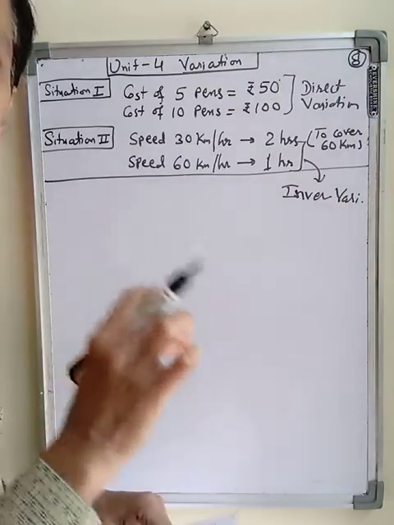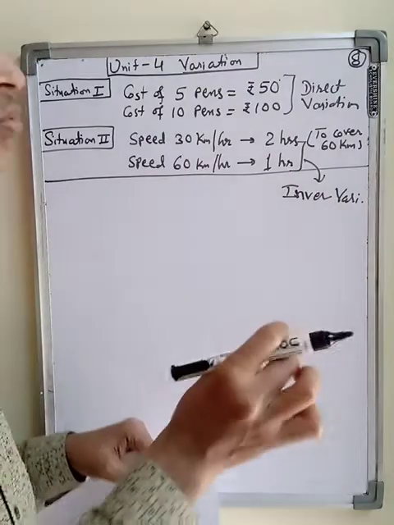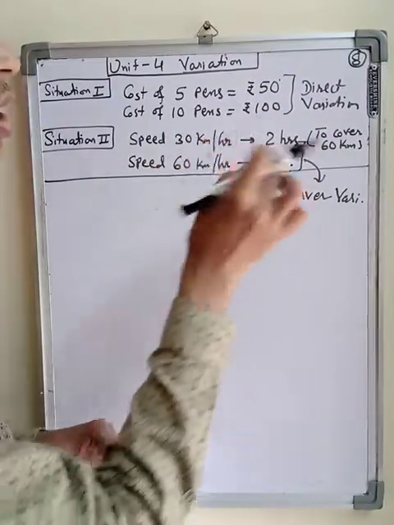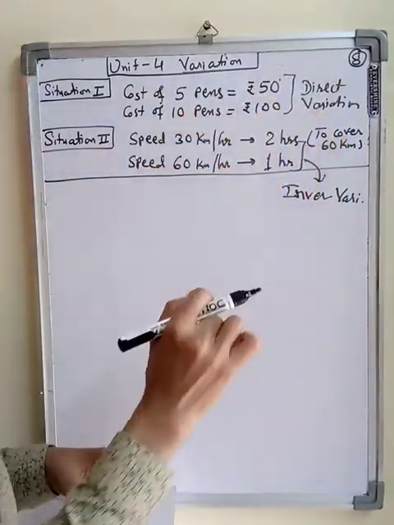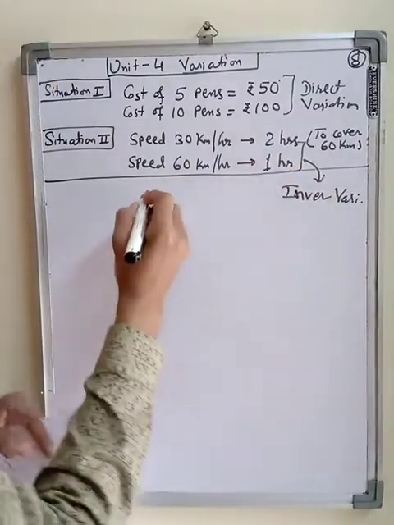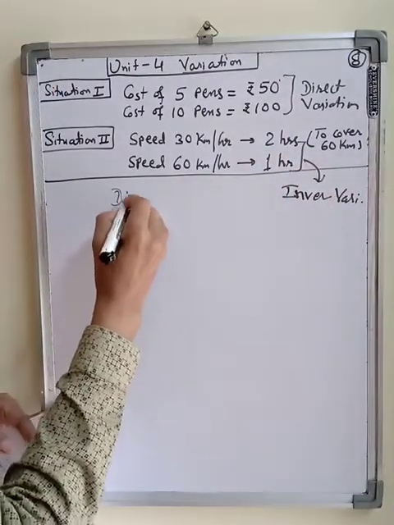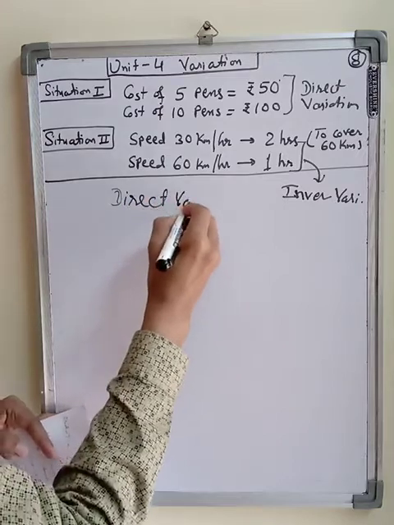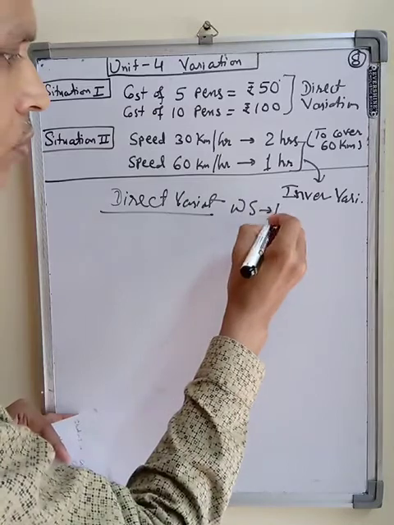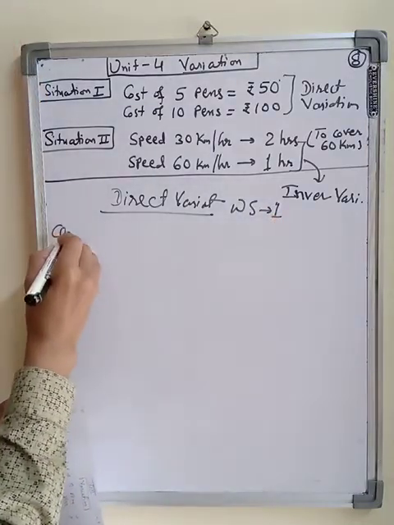So worksheet 1 and 2 we will solve. All questions in worksheet 1 are based on direct variation, and all questions in worksheet 2 are based on inverse variation. So I am starting direct variation problems. Direct variation problems you will see in worksheet number 1. You see question number 1.